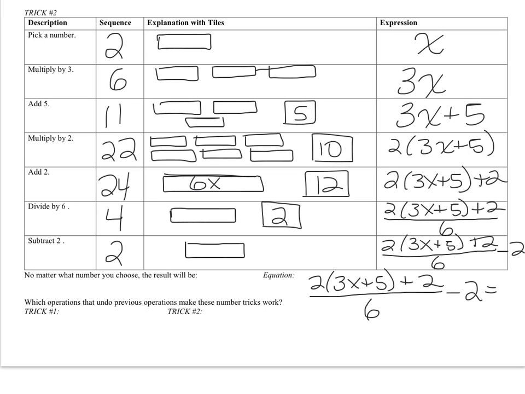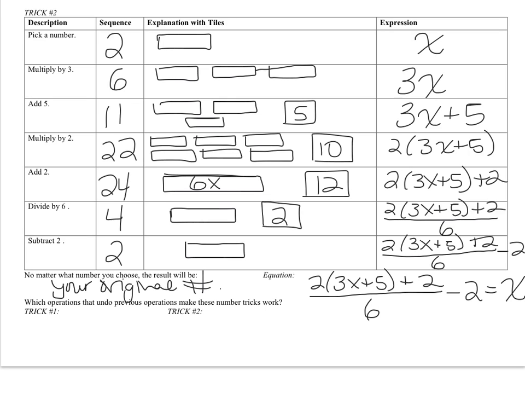So no matter what number you choose, the result will be your original number. Okay, now your equation is going to be that whole expression minus 2 equals, well, your original number. Your original number is going to be x, right? Because everybody in the room picks a different number.